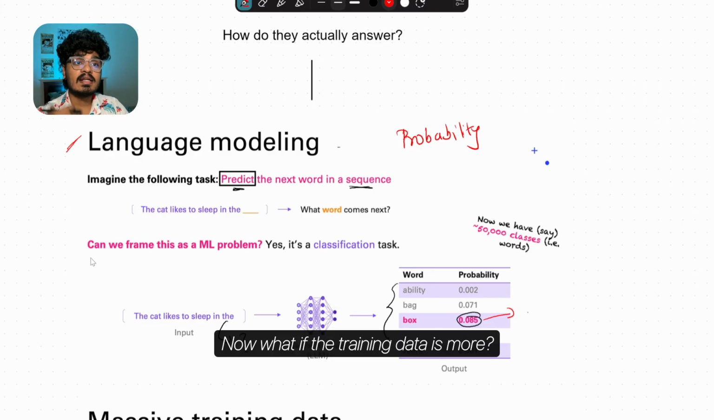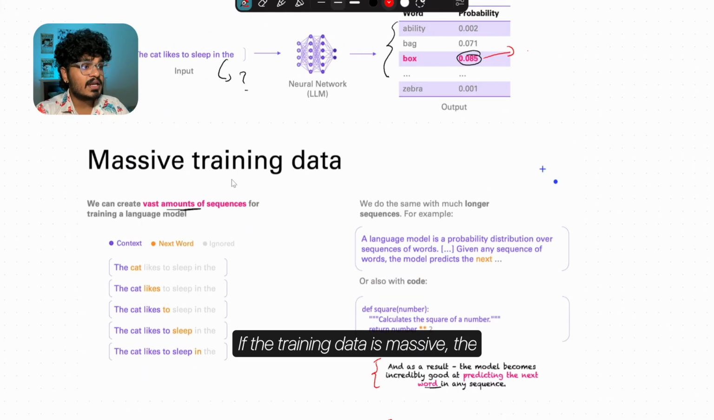Now, what if the training data is more? How will it help? If the training data is massive, the context becomes a lot more. And as a result, this model becomes incredibly good at predicting the next word in any sequence.